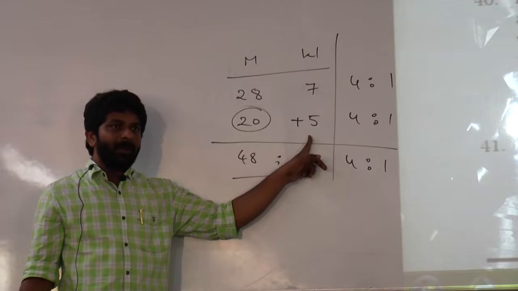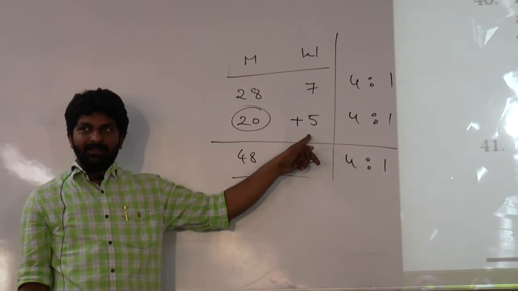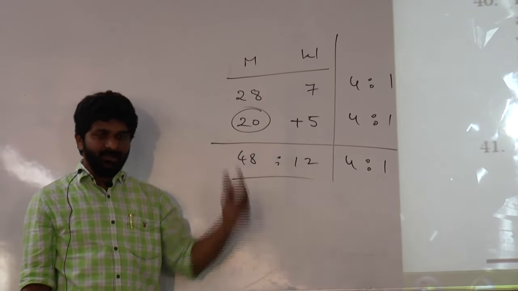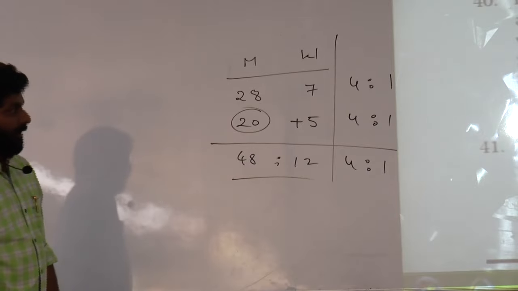Water is 1 part according to the ratio, which is 5 liters. Milk is 4 parts, which is 20 liters. Next.